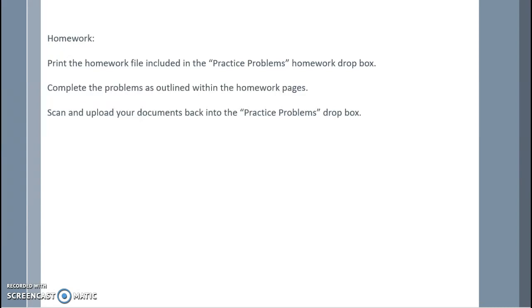Your final assignment for this week is to print the homework file included in the Practice Problems homework Dropbox. Complete the problems as outlined within the homework pages. Scan and upload your documents back into the Practice Problems Dropbox.